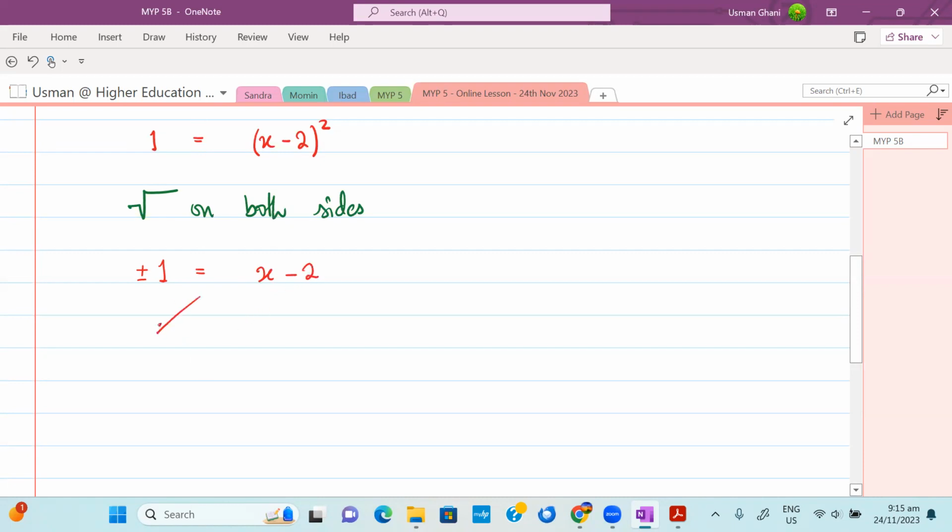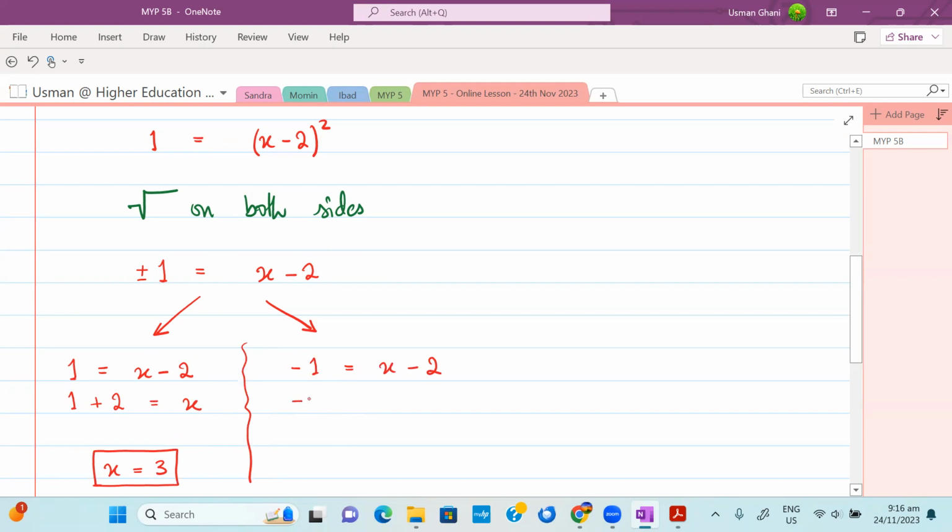Now it's time that you make two branches, okay? One with a plus 1 and one with a minus 1. So plus 1 is equal to x minus 2. You move the minus 2 to the other side, it becomes 1 plus 2 equals x. And x is going to be equal to 3. One answer. The second answer would be as follows. Minus 1 is equal to x minus 2. You move the minus 2 to the other side, minus 1 plus 2 is equal to x. And then x is going to be equal to 1.